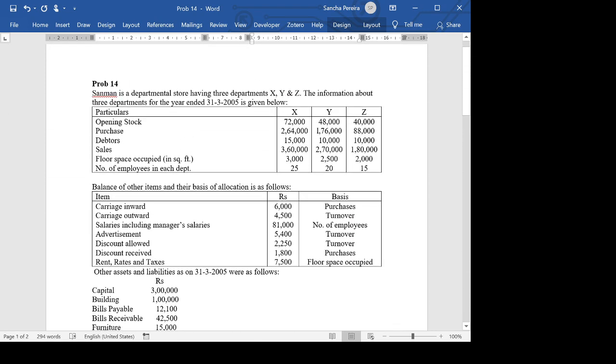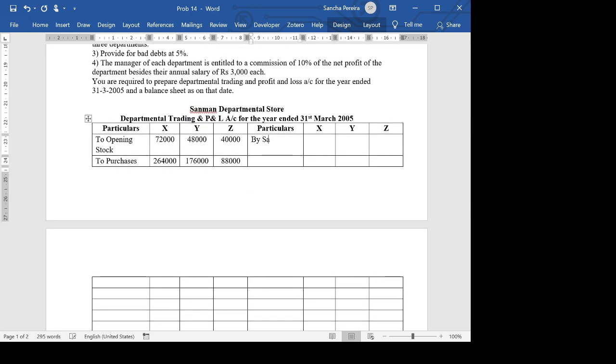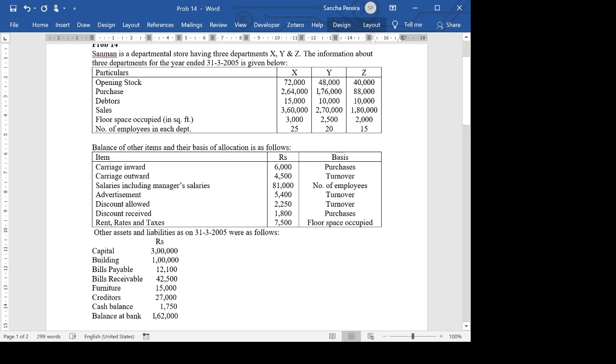Next we have sales. By sales, 3,60,000, 2,70,000, and 1,80,000. Then there is floor space occupied. Now these two are not posted anywhere. These figures are just used for the purpose of calculation of ratios, so we are not going to post this anywhere.